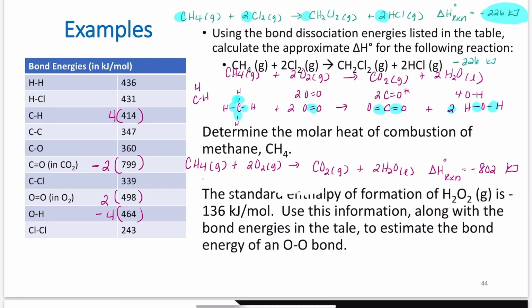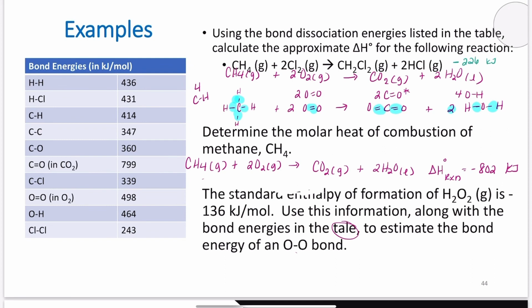So you guys can actually read, I'm sorry. Negative 136 kilojoules per mole. Use this information along with the bond energies in the table to estimate the bond energy of an oxygen-oxygen single bond. I apologize. So write everything down that you need to write down. I need to erase because I really need space here.